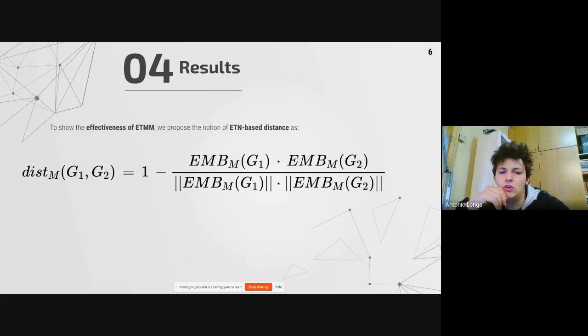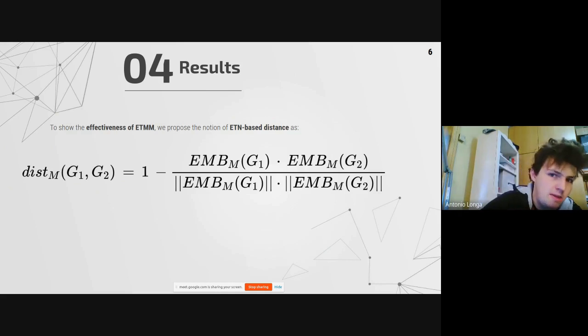In the second part, we show the effectiveness of egocentric temporal motifs mining in terms of distances. We define this egocentric temporal neighborhood based distance that is basically the cosine similarity of two embeddings. Let's see in detail how it's defined. Given a set of motifs M, the distance based on M of G1 and G2, which are two graphs, is 1 minus the embedding on base M of G1 multiplied by the embedding on the same base M of G2, divided by the product of the norms of the embeddings.